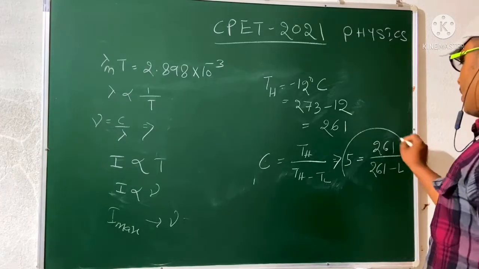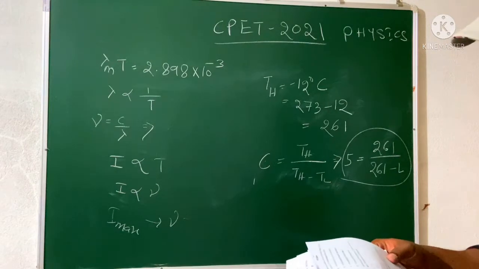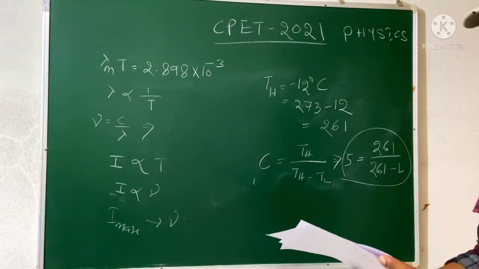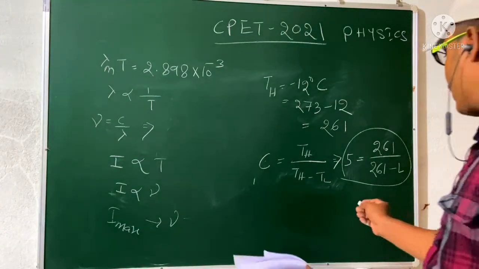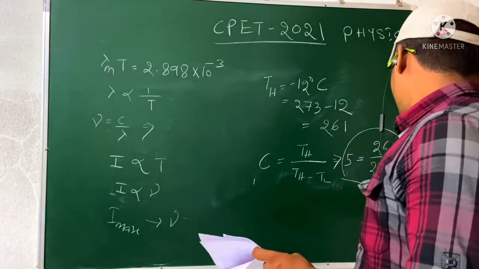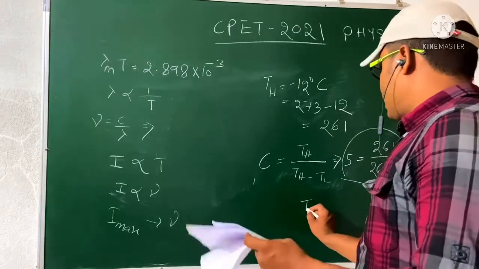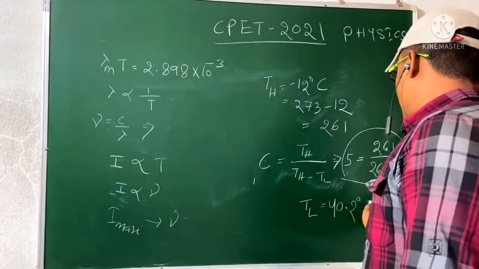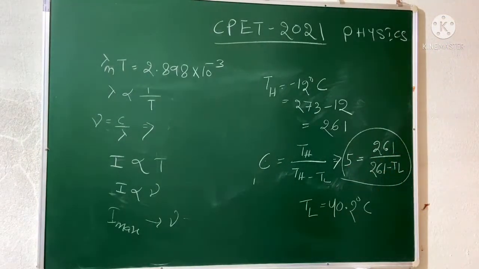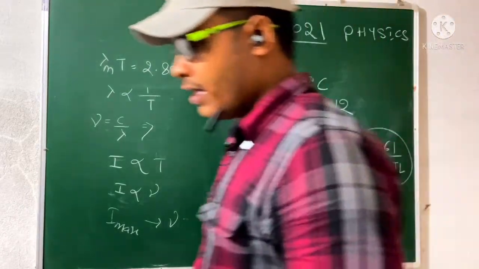Now you solve this equation, then you will obtain your TL value as 40.2 degrees Celsius, right? So this is option C. So your TL is nothing but 40.2 degrees Celsius. You solve this, you will obtain approximately the answer. So the true answer is option C, that will be 40.2 degrees Celsius.